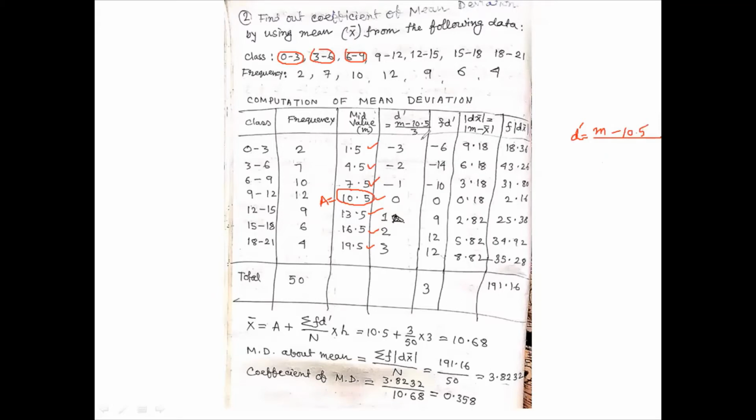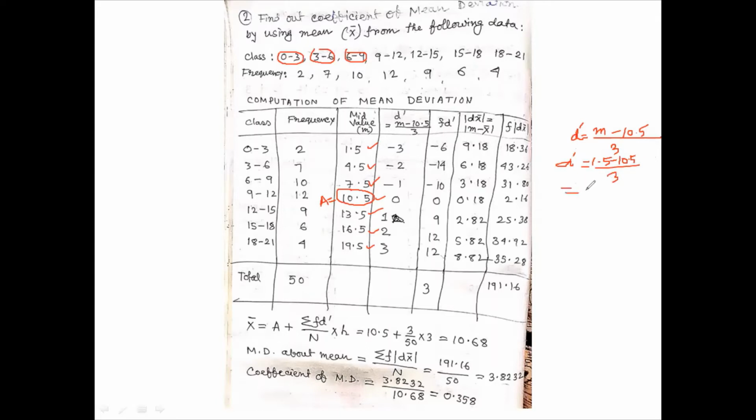Then we can also divide it by the class width so that we have manageable data. So m minus 10.5 by 3, where 3 is the class width. Look at this class width here: 1.5 plus 3 is 4.5. So d dash equals, for the first case, where mid value is 1.5, 1.5 minus 10.5 by 3.